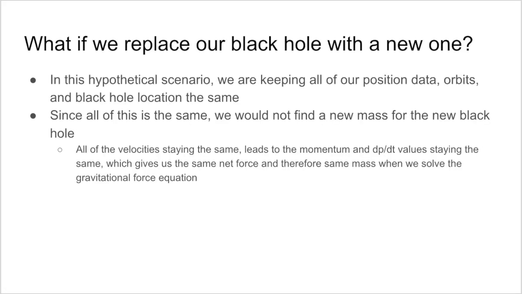What if we replace our black hole with a new one? In this hypothetical scenario, we are keeping all of our position data, orbits, and the black hole location the same. Since all of this is the same, we would not find a new mass for the black hole. The reason for this lies in our code since all the velocities are going to be staying the same, which leads to the momentum and dp/dt values staying the same, which gives us the same net force and therefore the same mass when we solve the gravitational force equation.